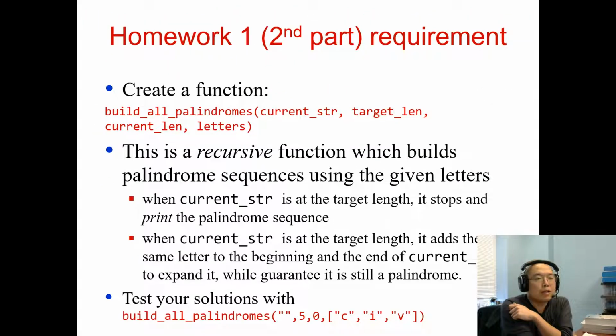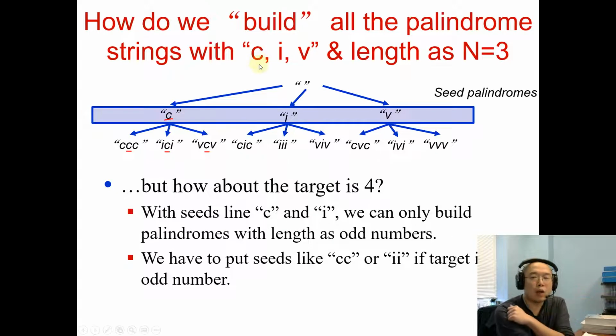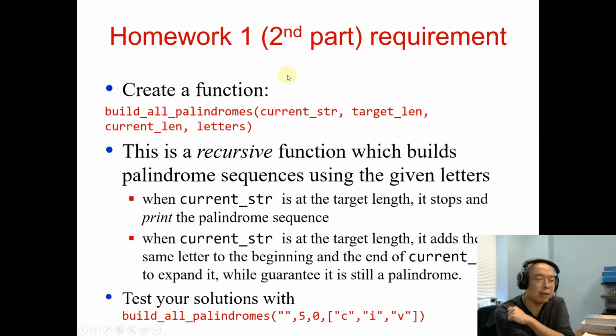Okay, so here is the requirement. You need to create a function build all palindromes, and it takes 4 parameters, and it has to be a recursive function. So you will have the current string, the target length, the current length you have, and then the letters that you can choose from. For example, here we only have C, I, and V, right?